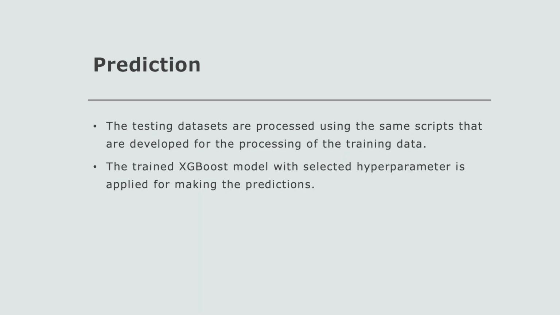Now that we have both the data and modeling ready, let's move on to prediction. The testing data sets are processed using the same scripts that were developed for the processing of the training data. And then the trained XGBoost model with the selected hyperparameters is applied for making the predictions. And here we have it.